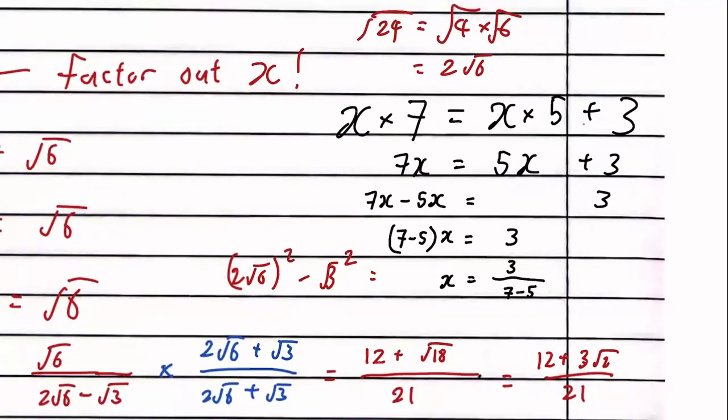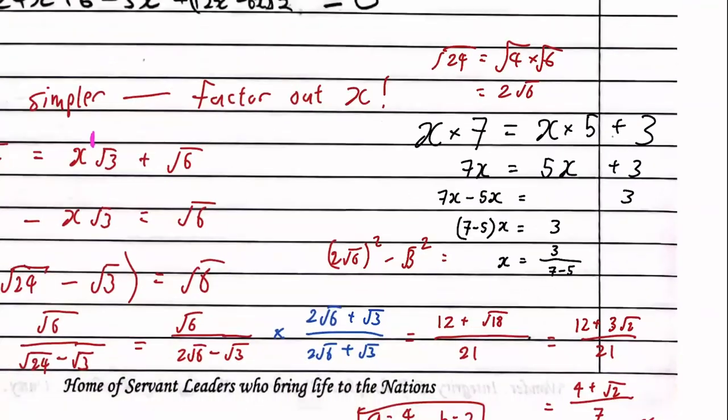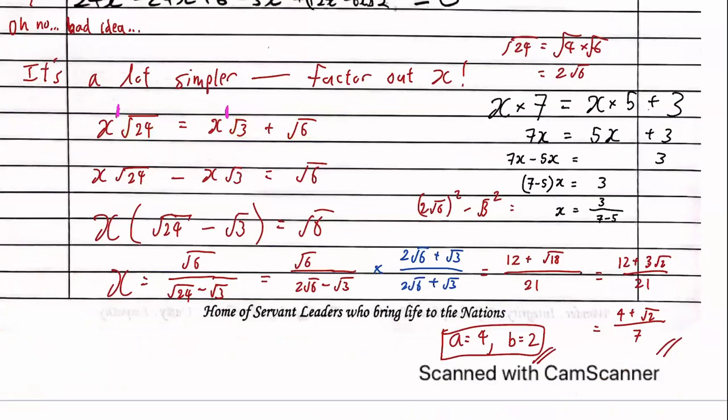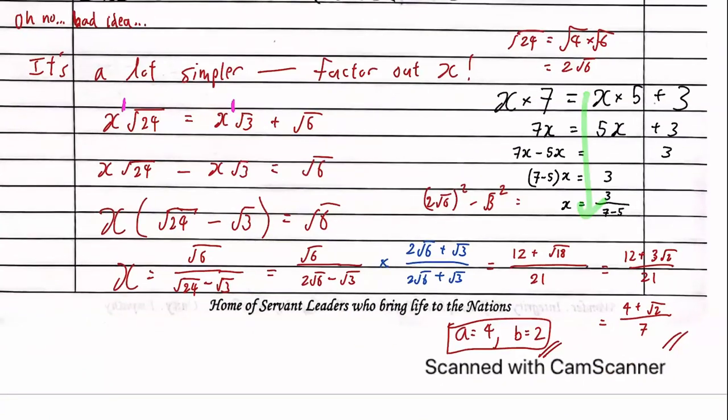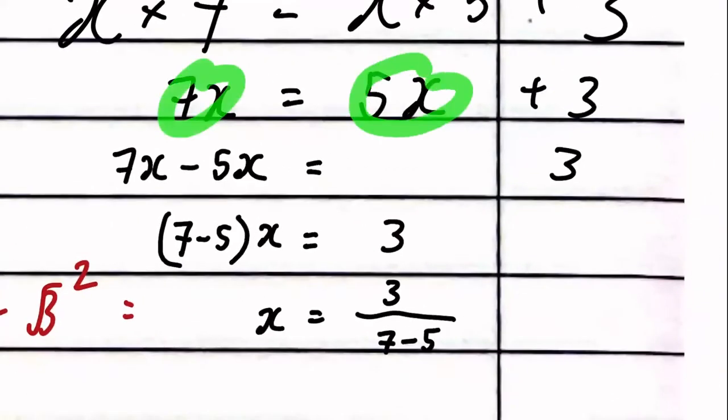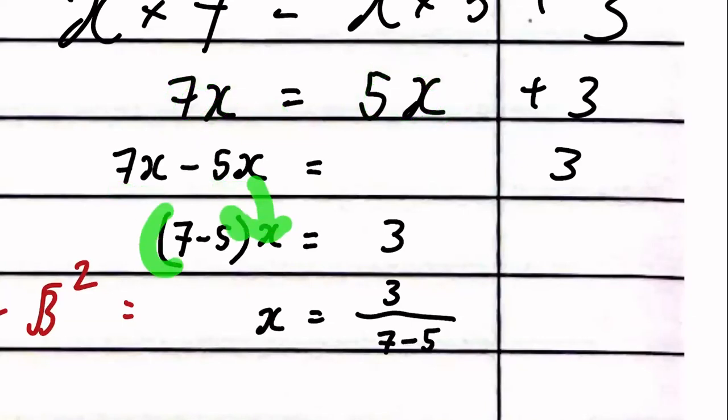Instead of a 7, 5, and 3, we got square root 24, root 3, and root 6. Can you see that we're going to do the exact same thing? The x root 3 you bring over is just minus x root 3. You got x, you can factor out the x, sort of. Here we got 7x, you bring the 5x over, you get 7x minus 5x. It's sort of factoring out the x, right?